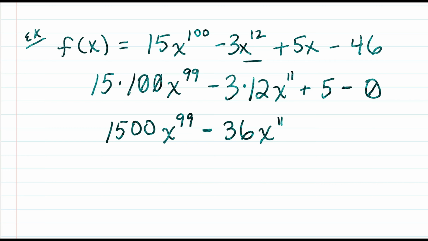And then we can just bring down the 5, and of course no need to write the 0. Okay, so then we can say that we have now found the derivative of this function. So I'll say f prime of x is equal to 1500x to the 99th power minus 36x to the 11th power plus 5.